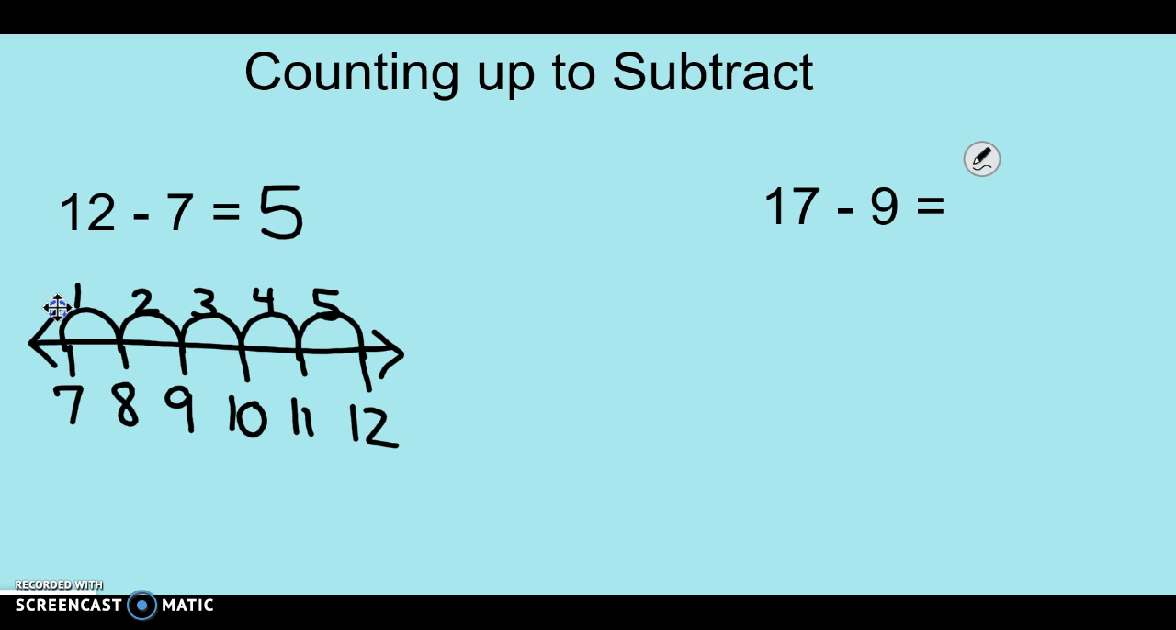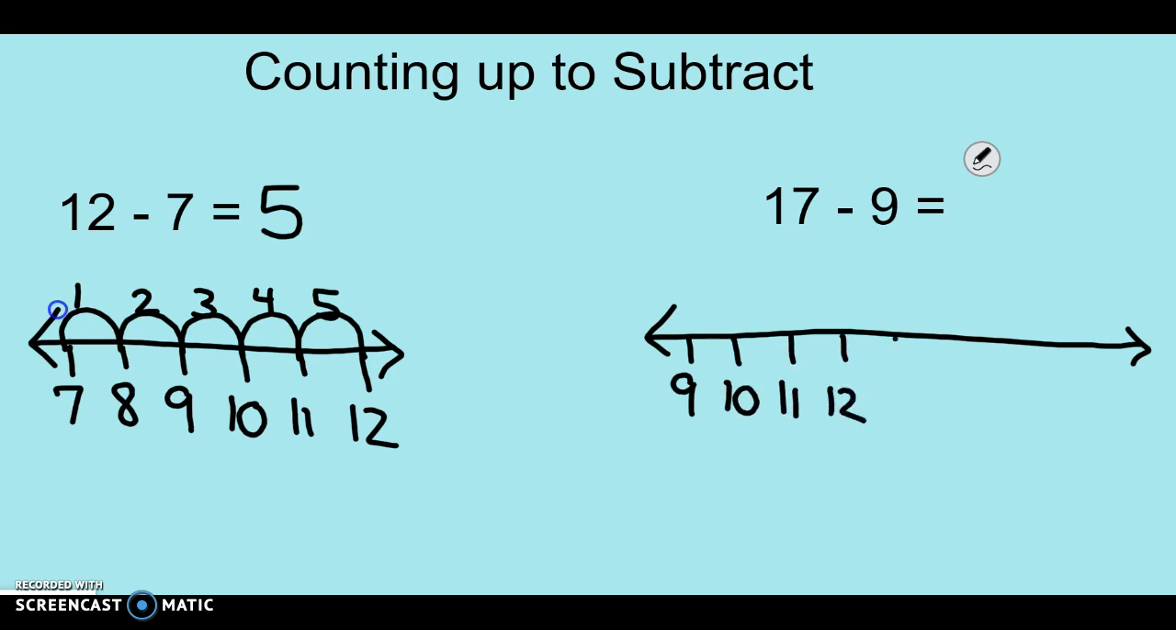Now let's try 17 minus 9. What do we make first? You guessed it, a number line. 9 should be written at the beginning because we are counting up from the smallest number to the largest number in order to subtract. Okay, do you remember what number we should count to? Yes, 17, the other number in our equation.